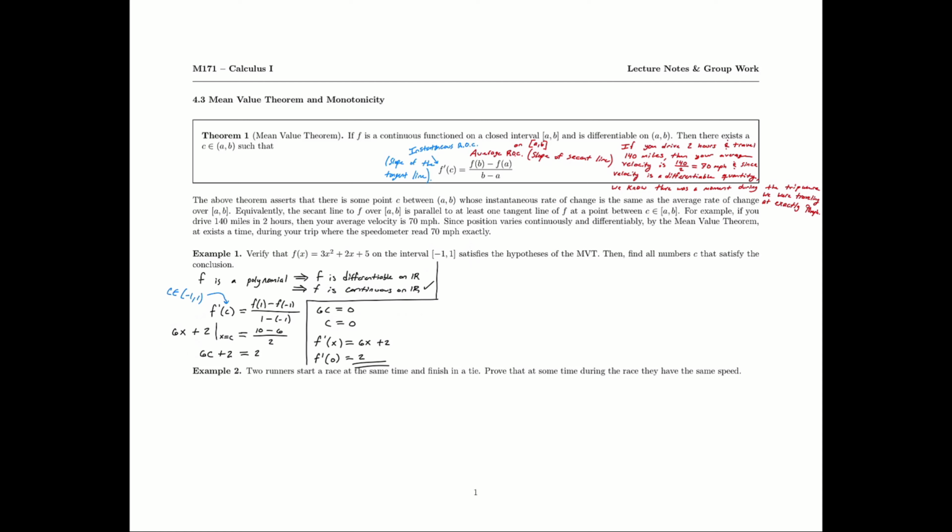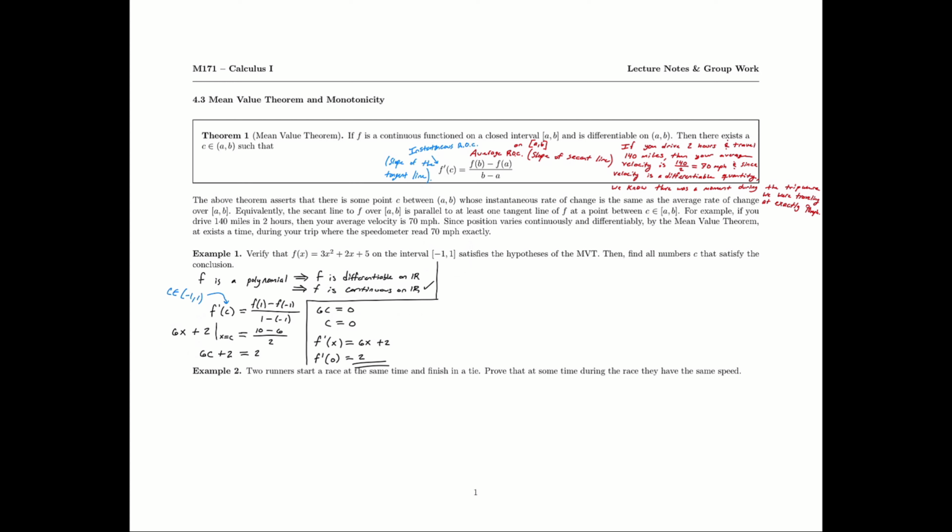Next example here, example 2, is a really interesting problem. And there's a little technique here that we're going to go ahead and use to solve this. So, example 2. Two runners start a race at the same time and finish in a tie. Prove that at some time during the race they have the same speed. Okay.